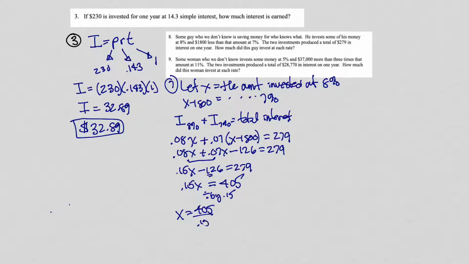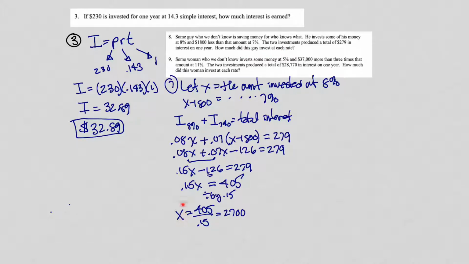405 divided by 0.15. Now I'm going to do that on my calculator. I get 2,700. All right, so what was X? X was the amount right here, invested at 8%. Okay, so at 8%, we've got 2,700. Now what we want to know is, how much did this guy invest at each rate?